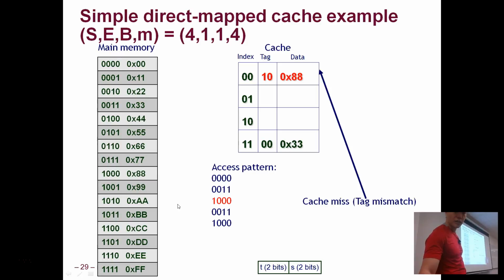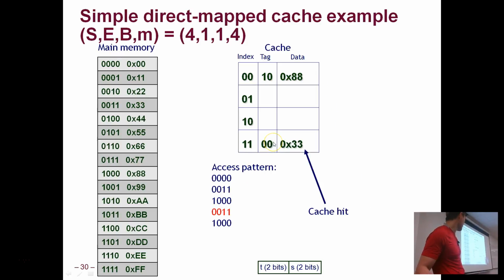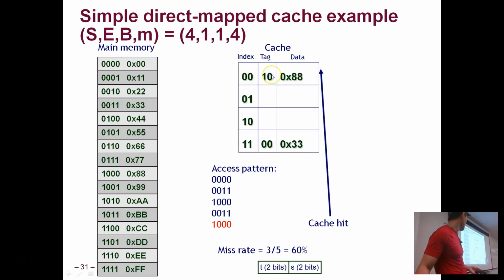The next access is 0, 0, 1, 1. So the set is 1, 1. The tag is 0, 0. You have a match, so this is your cache hit. In the last one, your set is 0, 0 and your tag is 1, 0, so you get another hit. So this is your cache miss rate: 3 misses out of 5 total accesses, so a miss rate of 60%.